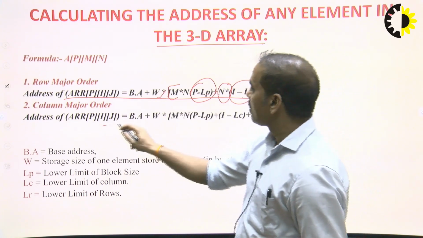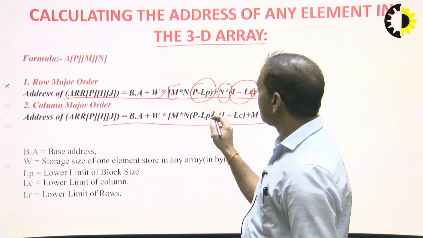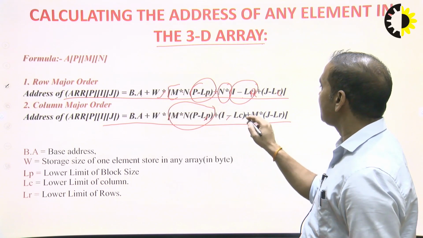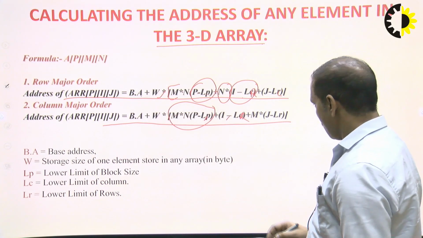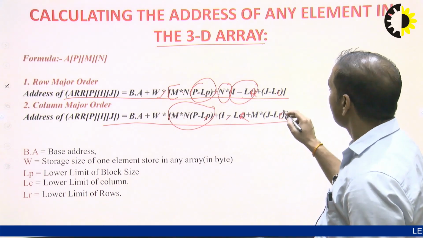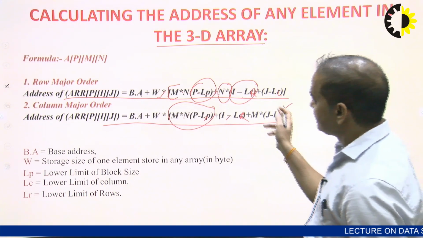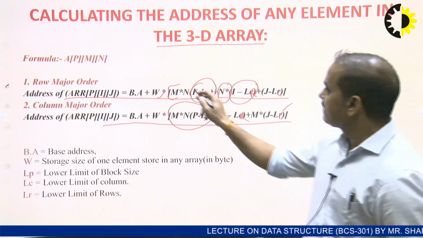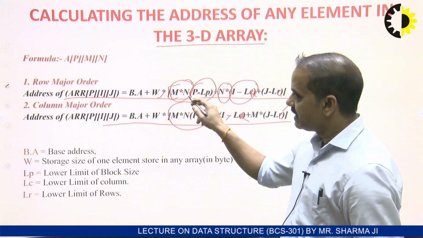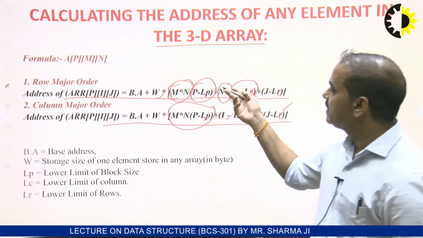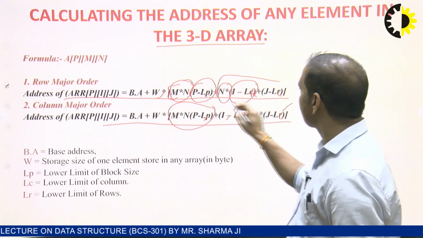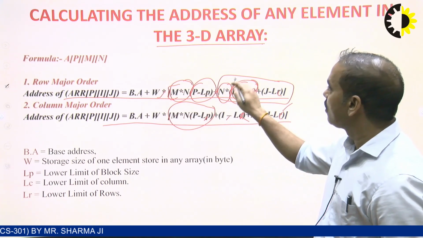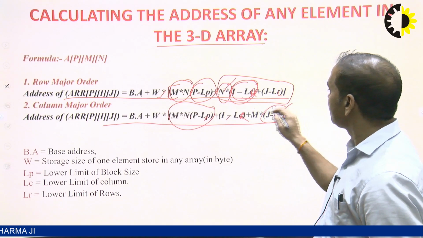This is the formula for column measure order. In this formula also, page number is multiplied with row and column, and this is the lower bound of page number I minus LR, that is the lower bound of rows, and here LC, that is the lower bound of column. And by using this formula, we have to calculate the address of the given element. Here we have to multiply M into N in both cases, that may be row measure order, or that may be column measure order. But here we have used the same formula as in two-dimensional array. In row measure order, row is multiplied with column. In column measure order, column is multiplied with row.